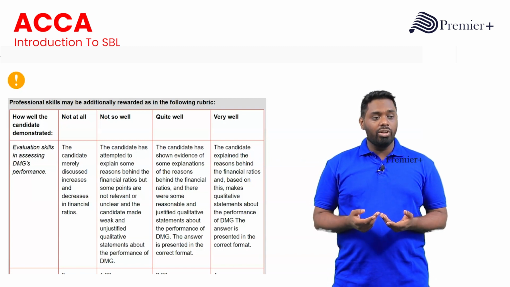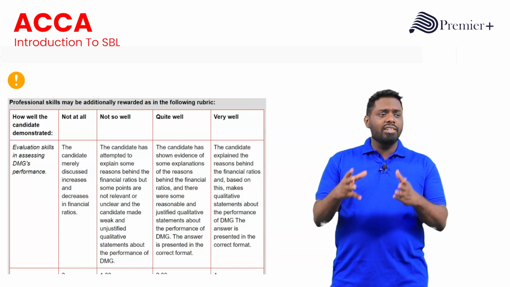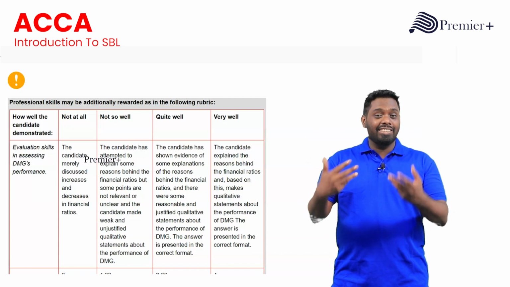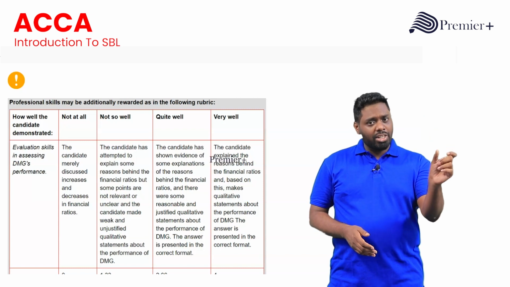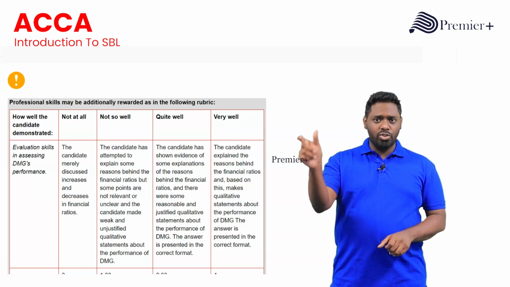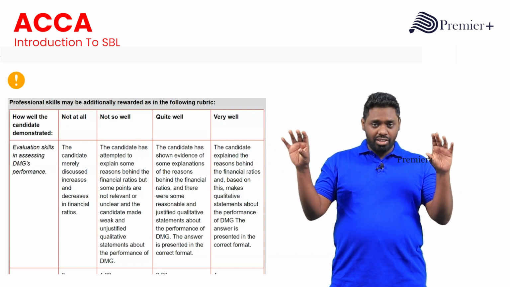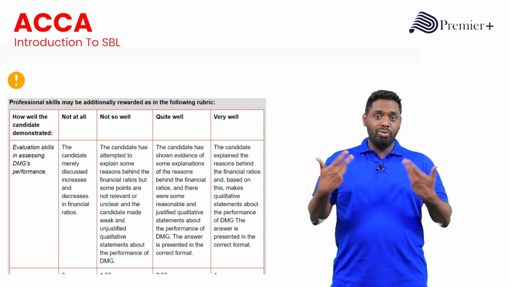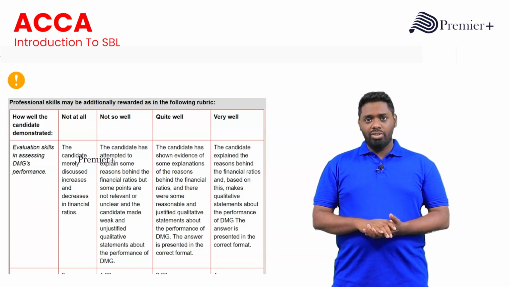displayed the skill at all, they give 0 marks if the candidate merely discussed the increase and decrease in financial ratios. You have done your ratios, but you have not assessed. You have just given, okay, the gross profit ratio for 2005 is so much, 2006 is so much, 7 is so much, 8 is so much. You have just got the answer, you have got the ratios done, but you have not assessed, you have not evaluated there. You get 0 marks of professional skills. 1.33, not so well.